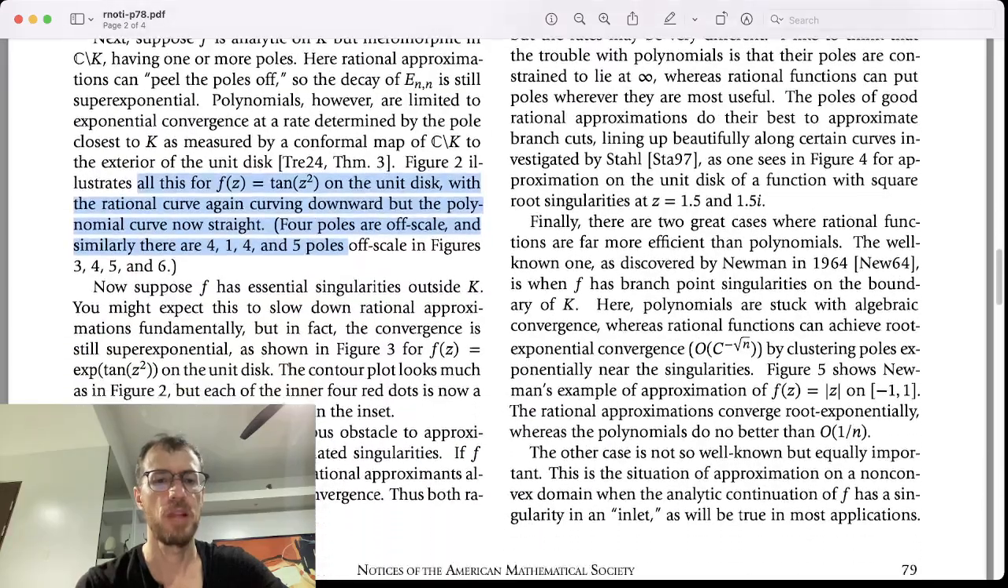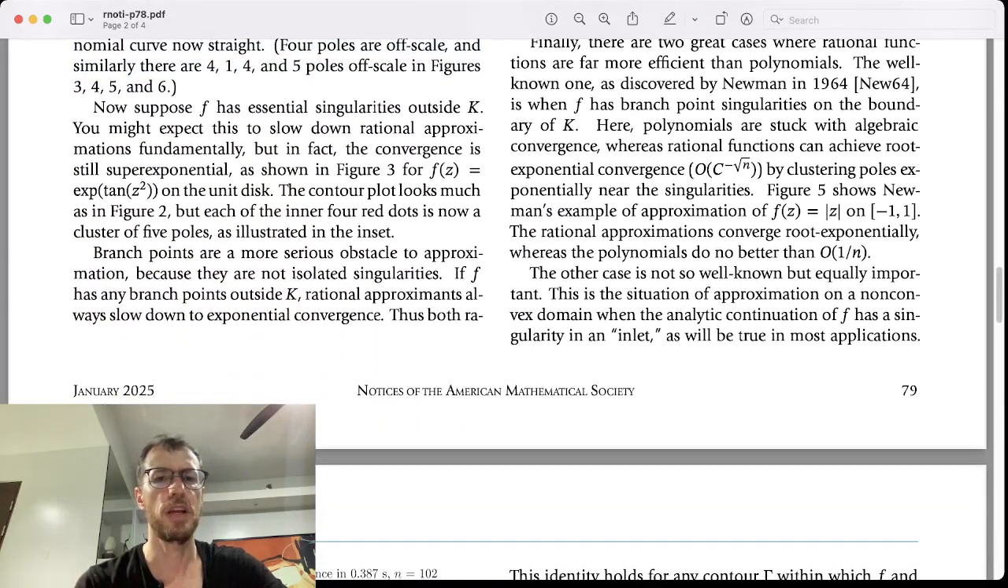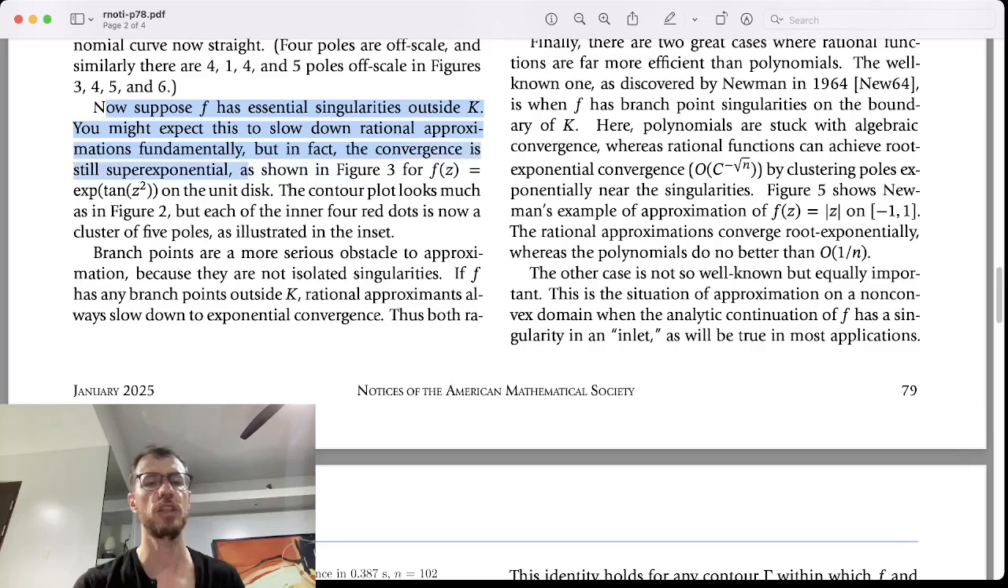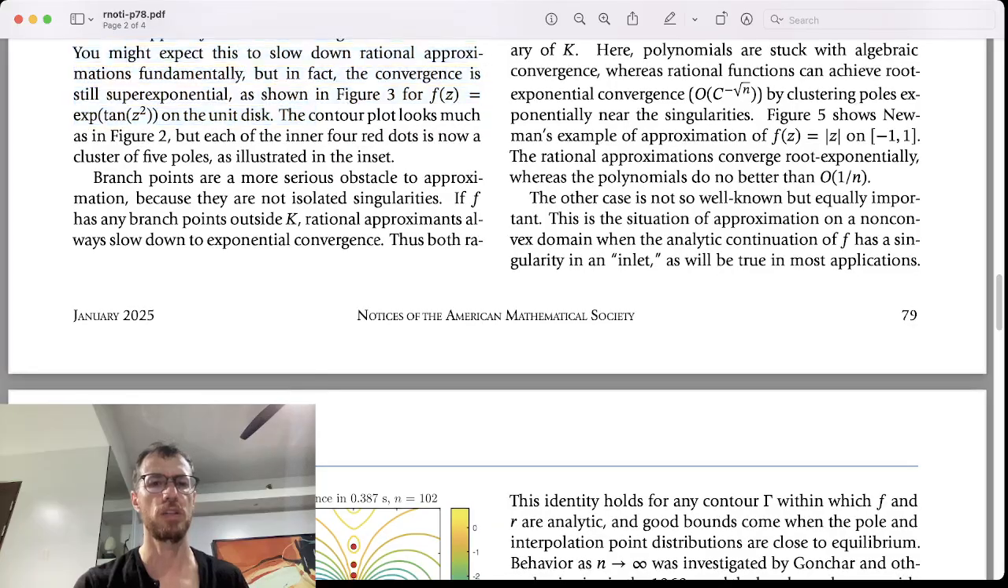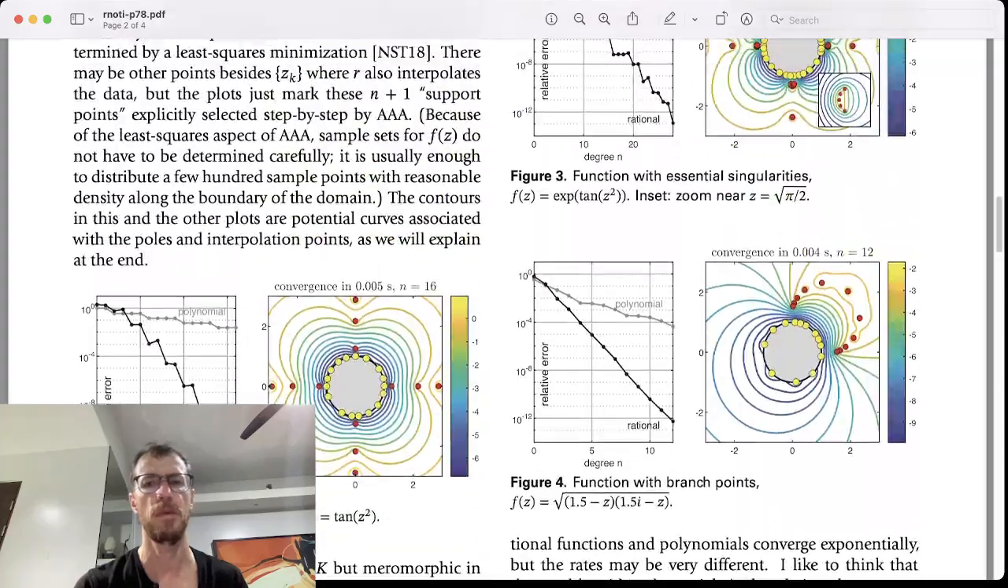Anyway. Now suppose f has essential singularities outside K. You might expect this to slow down rational approximations fundamentally, but in fact the convergence is still super exponential, as shown in figure 3 for f of z equals exponential of tan of z squared on the unit disk. The contour plot looks much as in figure 2, but each of the inner 4 red dots is now a cluster of 5 poles as illustrated in the inset.